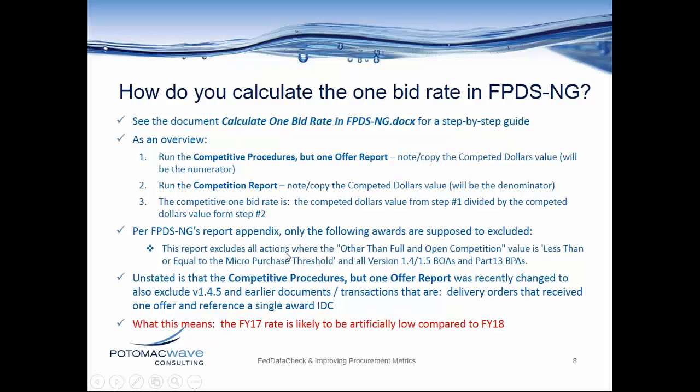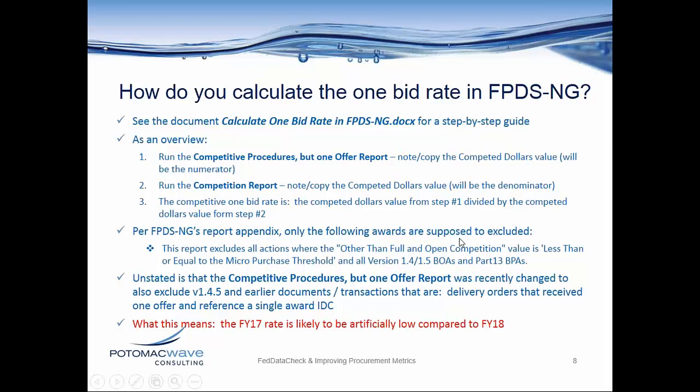To go a bit more into the definition, what are they trying to get at? The concept behind this is they're trying to see the dollars associated with awards that you did compete, you did put out there and solicit multiple offers for, but as it turned out, only one vendor responded. The lower the competitive one bid rate, the better, obviously.